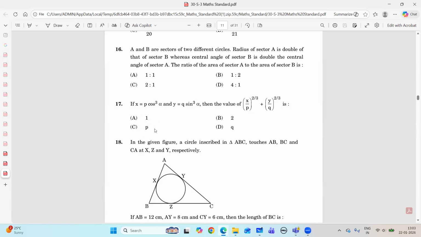Okay, 17A. So yeah, right. If you want, I will do the working.